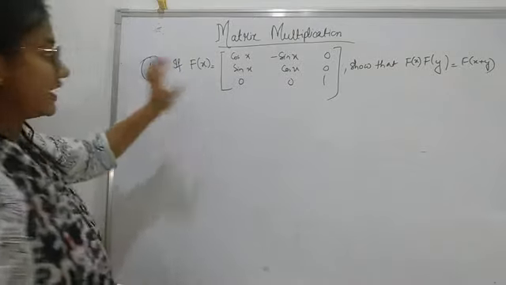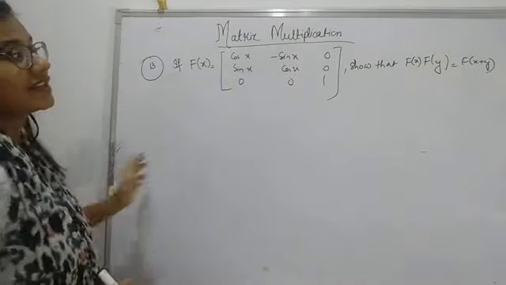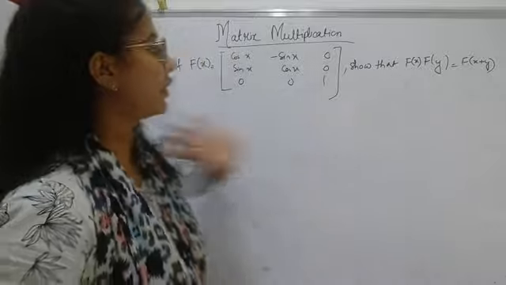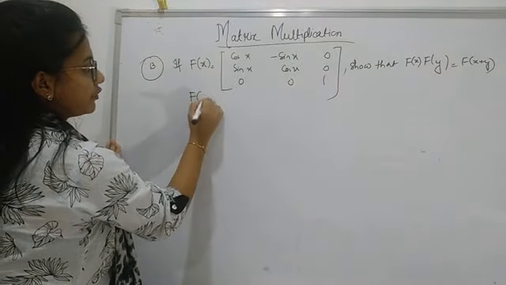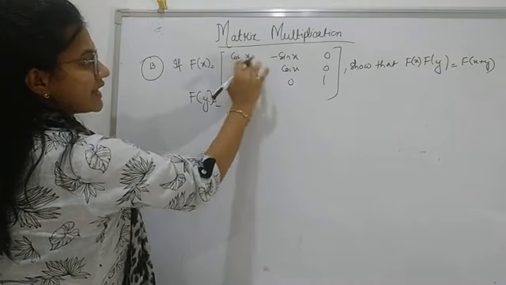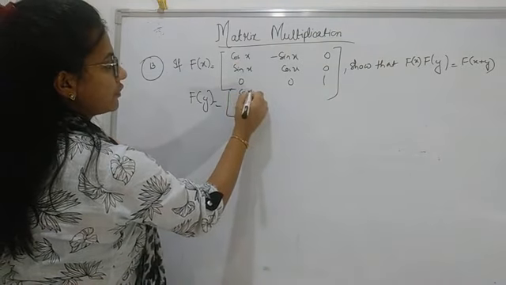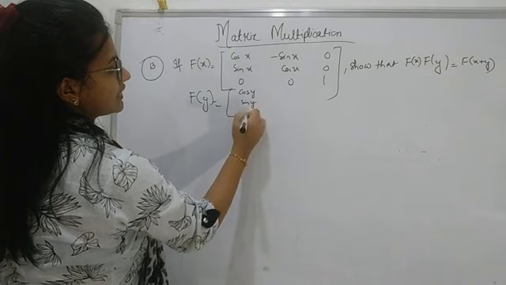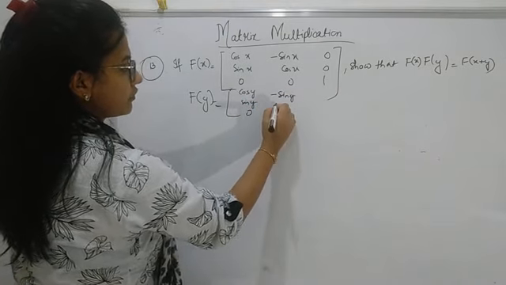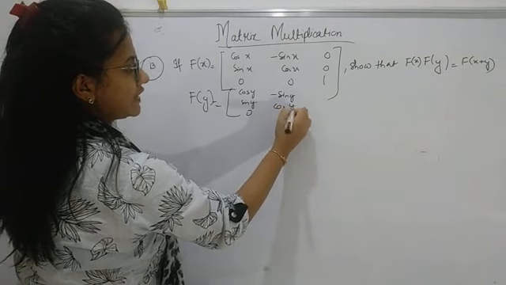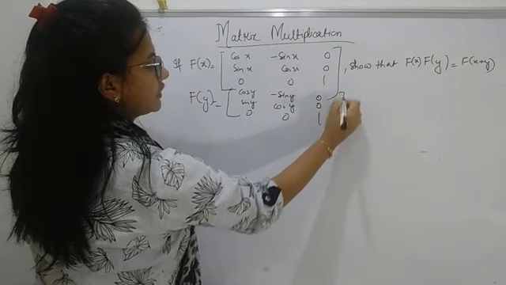So what is given here? f of x is equal to this. So we have to find the expression for f of y. I am not writing this again. So what will be f of y? Simply this x will change to y. Cos of y, sin of y, 0. Here it will be minus sin of y, cos of y, 0, 0, 0, 1.